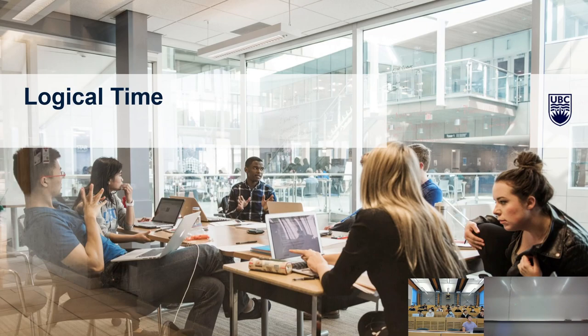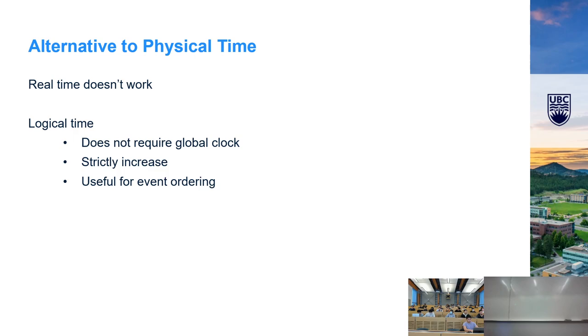So let's talk about logical time. We're going to use logical time instead of physical time because we want clocks that can represent the properties that we can reason about. So these times don't really have anything to do with reality now. Instead, what they have to do with is trying to order events. We don't have to have a global clock. We do have monotonicity, so they are strictly increasing. And they will allow us to define an order of events in the system.